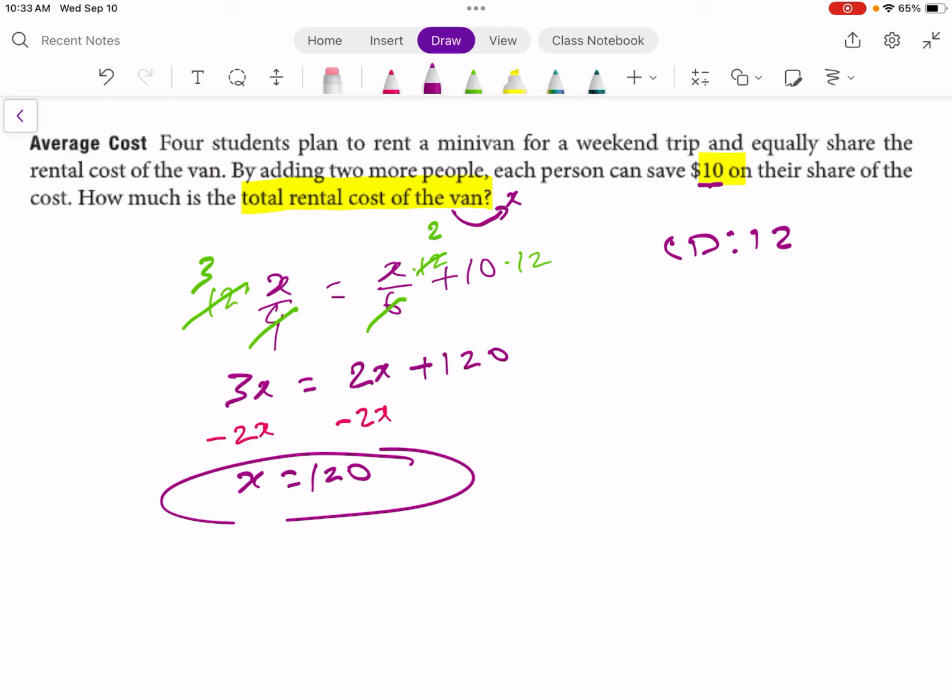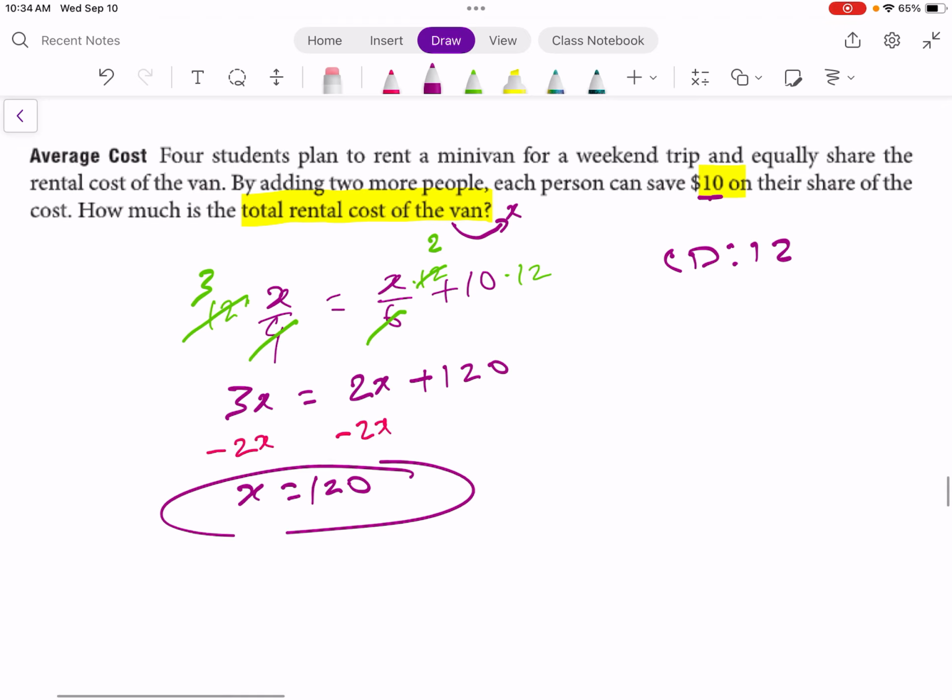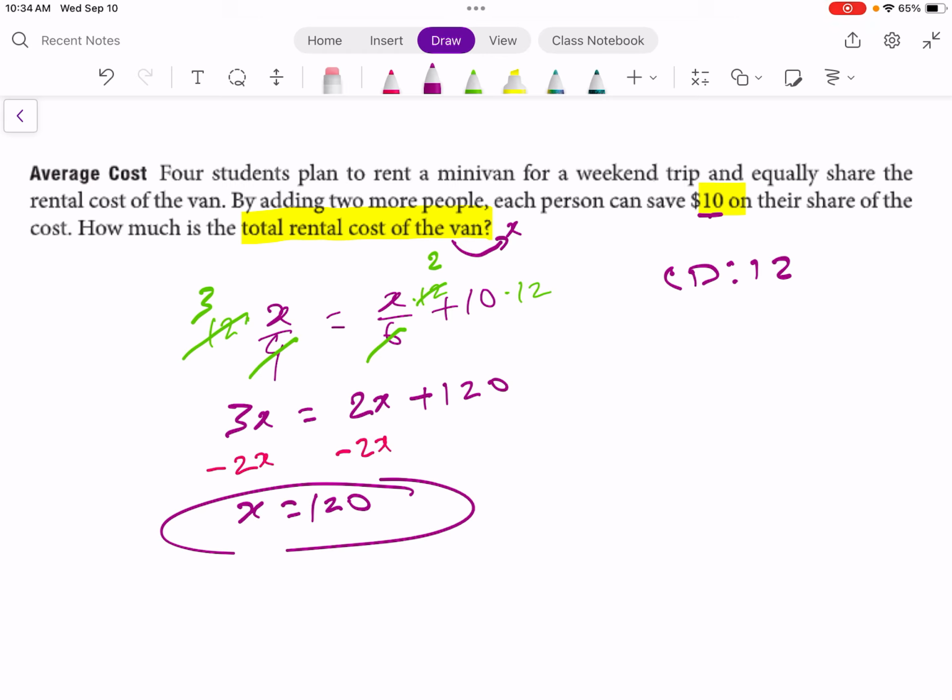Now if you are 4, what will be the cost for each of you? 120 divided by 4, that's $30, right? Now when you are 6, the cost would be $20, right? So you are saving $10 by adding 2 more people. So this is how we can solve this one. Any question? Do not get scared of word problems, okay? Take it slow. It takes time, but it's not difficult.